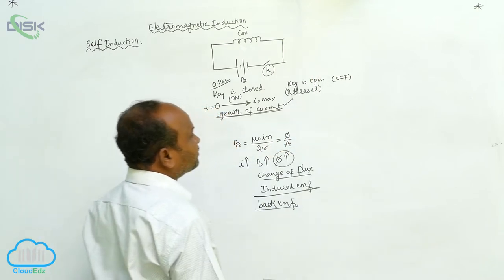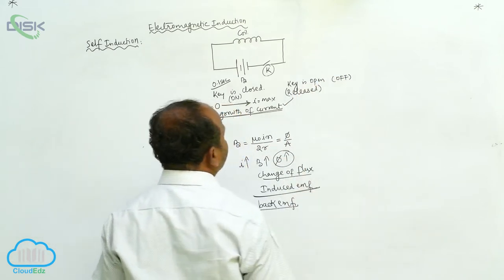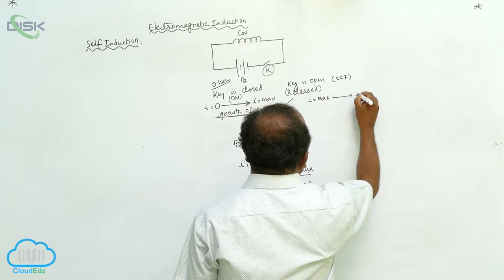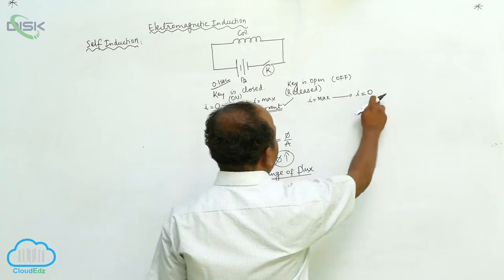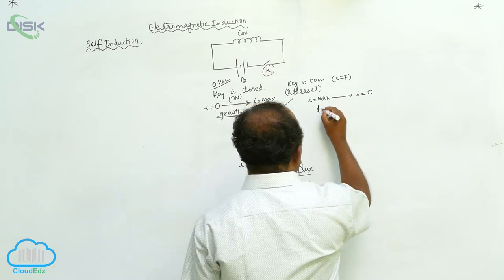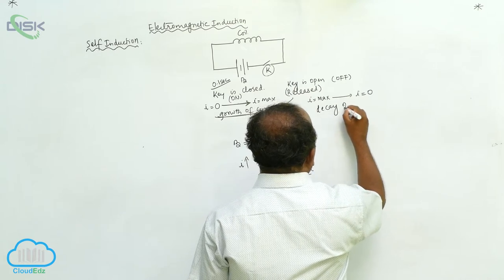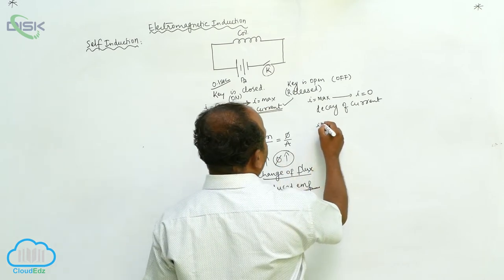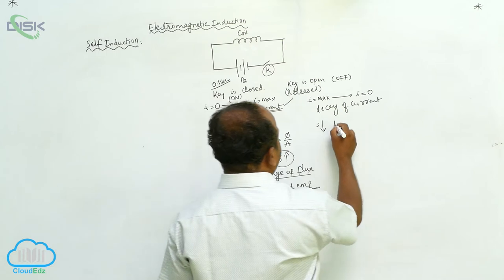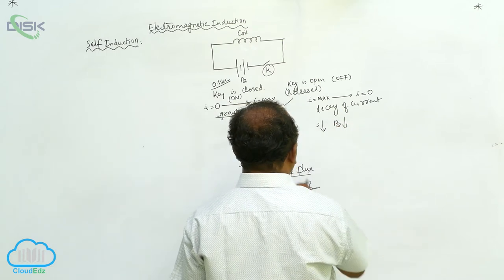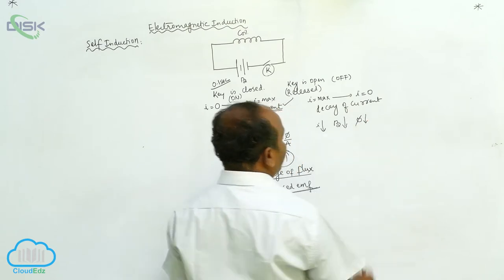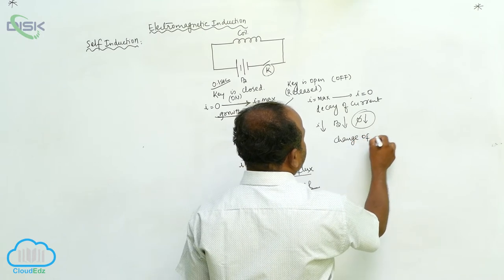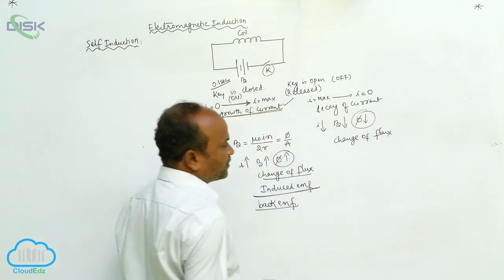Suppose the key is open. That means the switch is off. Here in this case, current goes from maximum to zero. Current is decreased, that means decay of current. Decay of current means current value is decreased. Current value is decreased means magnetic field induction inside the coil decreased. Therefore, the flux is also decreased. Flux is decreased means there is a change of flux.